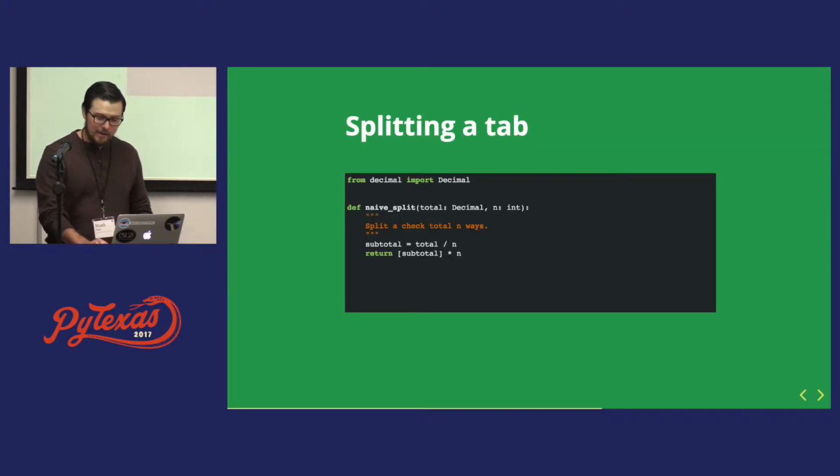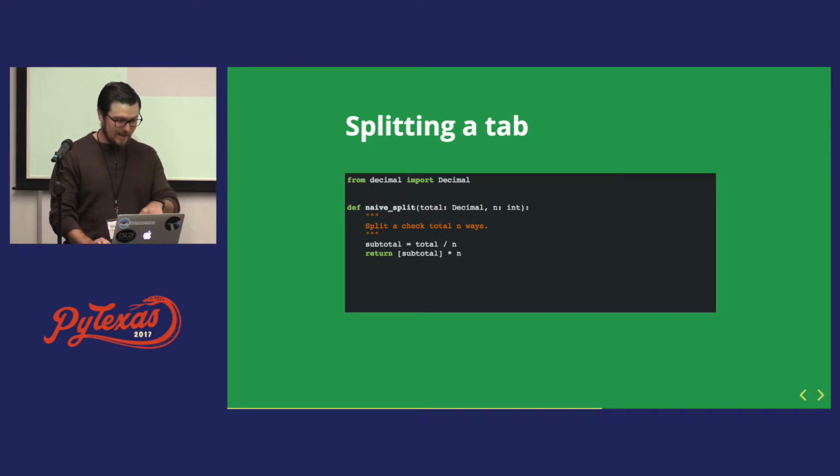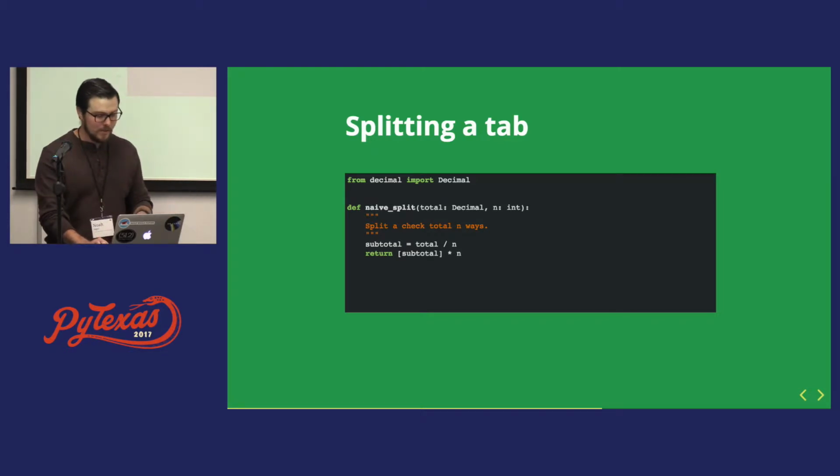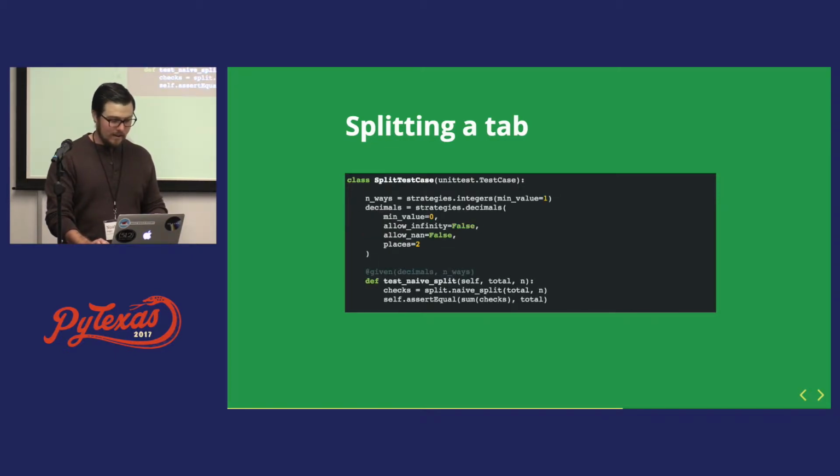Let's look at a more concrete example here. Splitting a tab. This is something I know a little bit about from a past life at Tabbed Out. So we're saying that given some total and n number of people in the party, we want everybody to pay the same amount at the end, and we're going to give you a list back of the amount that each person should pay. So this is the naive way to do it. We just say the amount each person pays is the total divided by the number of people. And then we're going to write a property for that using Hypothesis.